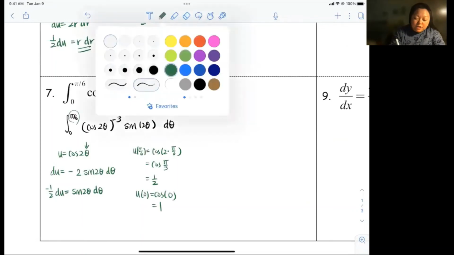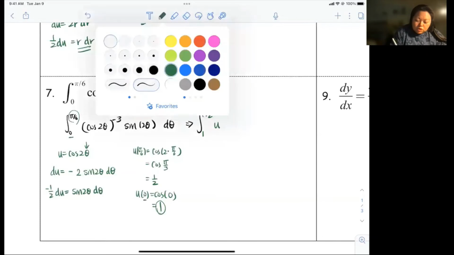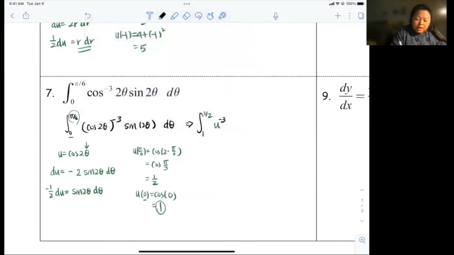Okay, now I'm ready to go ahead and substitute. First thing I substitute is my interval. My interval changed from 0 to pi over 6 to 1 to 1/2. Again, the 1 came from the 0, so that stayed on the bottom. You don't move it just because the number is smaller or bigger, okay? And then I have cosine 2 theta to -3, so u to the -3 power. And then next one, sine of 2 theta d theta gets taken care of by -1/2 du. Again, quick check. Everything's in terms of u now. Beautiful. I can now take the antiderivative.